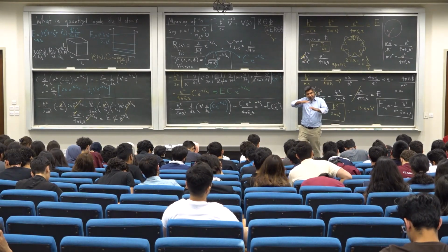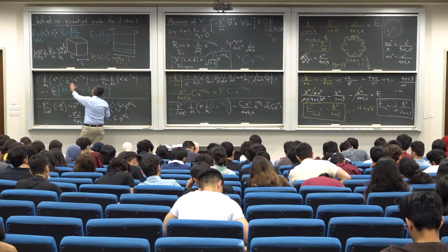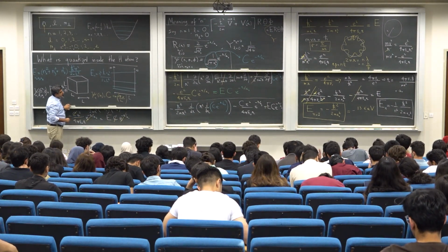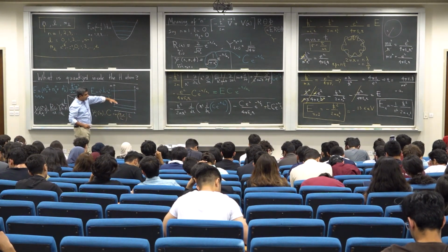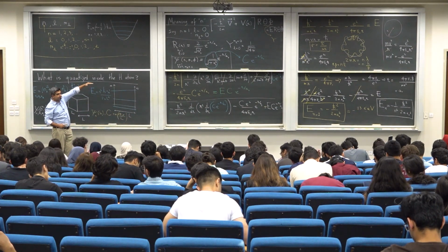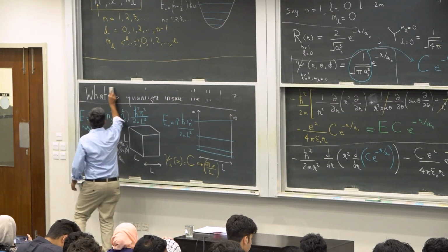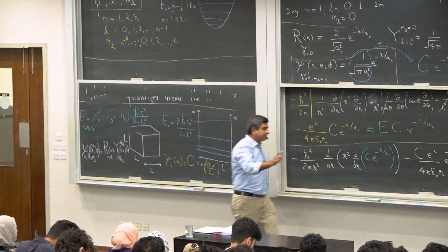So if I were to plot these energy levels on a ladder scale, we can draw a similar energy landscape for the hydrogen atom. Any questions in the meantime?